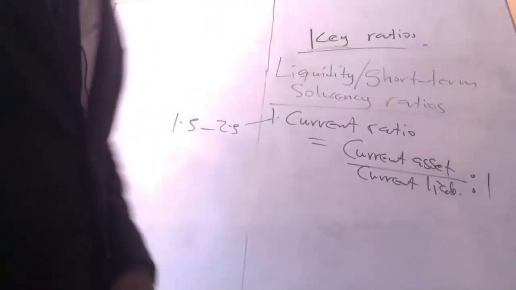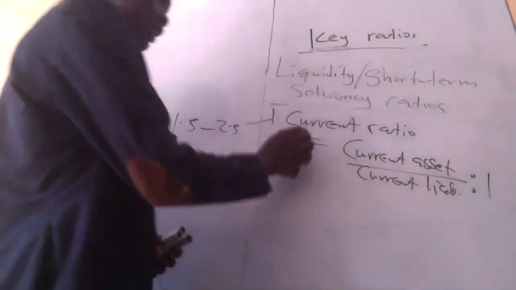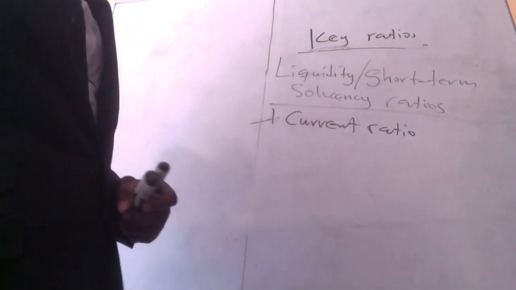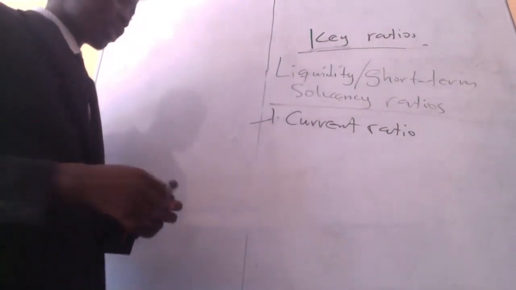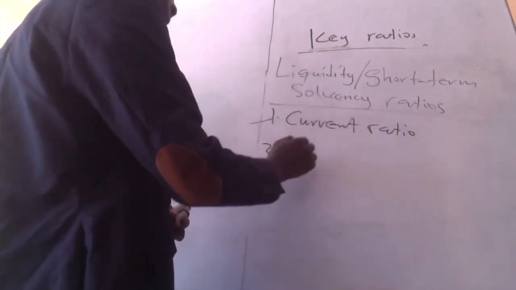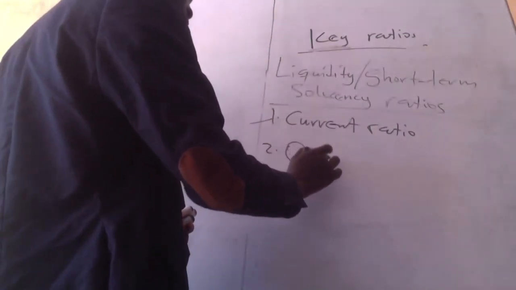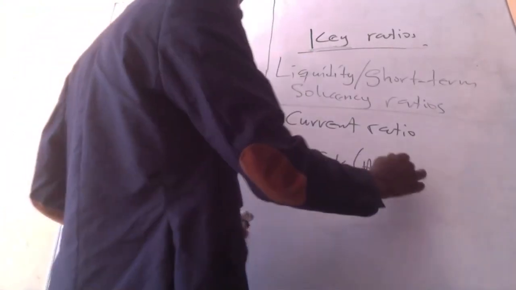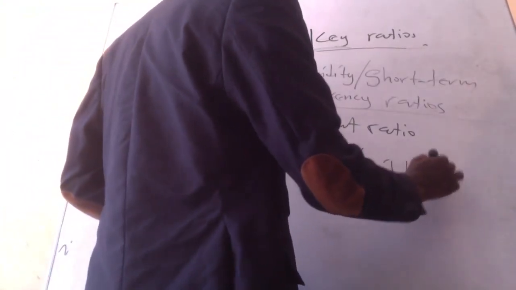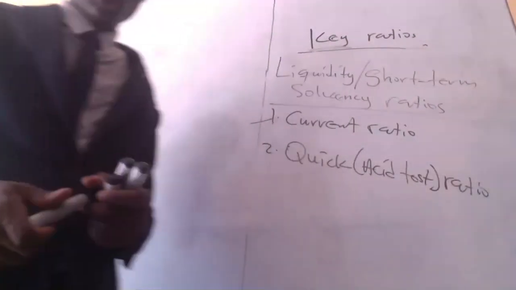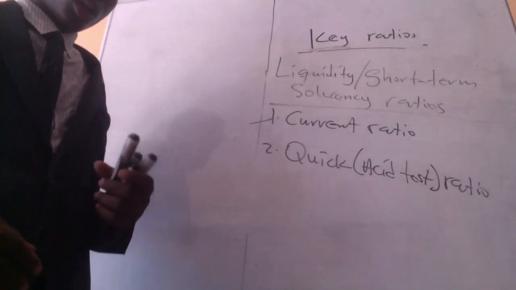I'm done with the current ratio. Basically, for the liquidity ratios, there are not many. I'll talk about 3 of them here. We have the quick or acid test ratio. Quick ratio or acid test ratio.